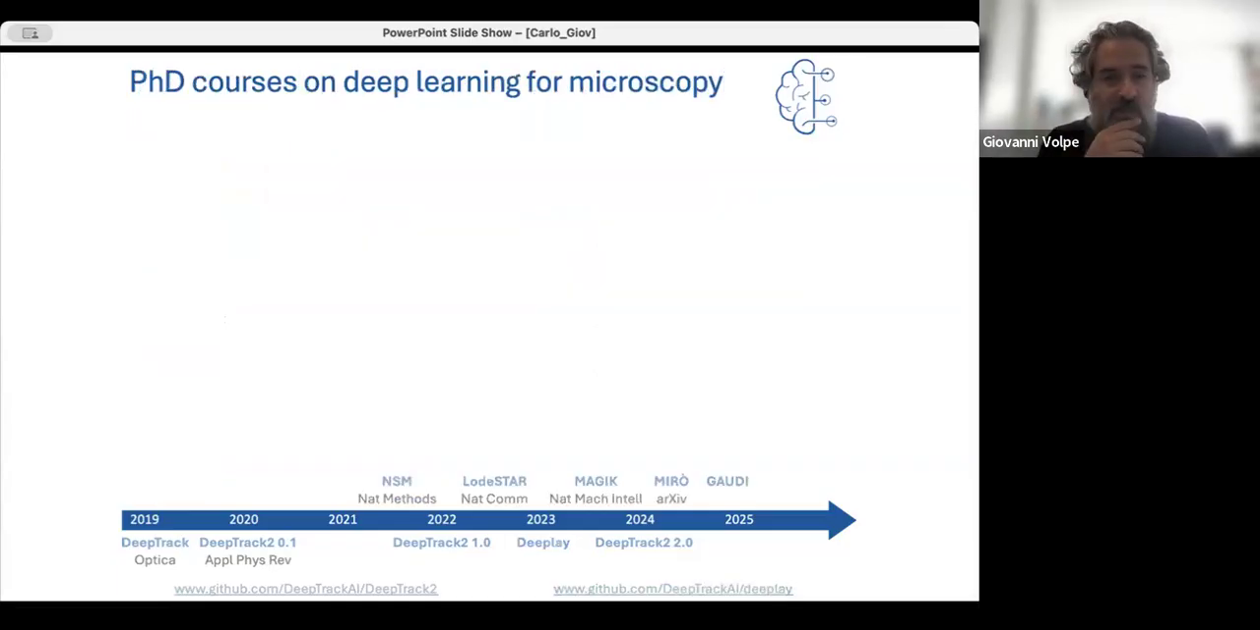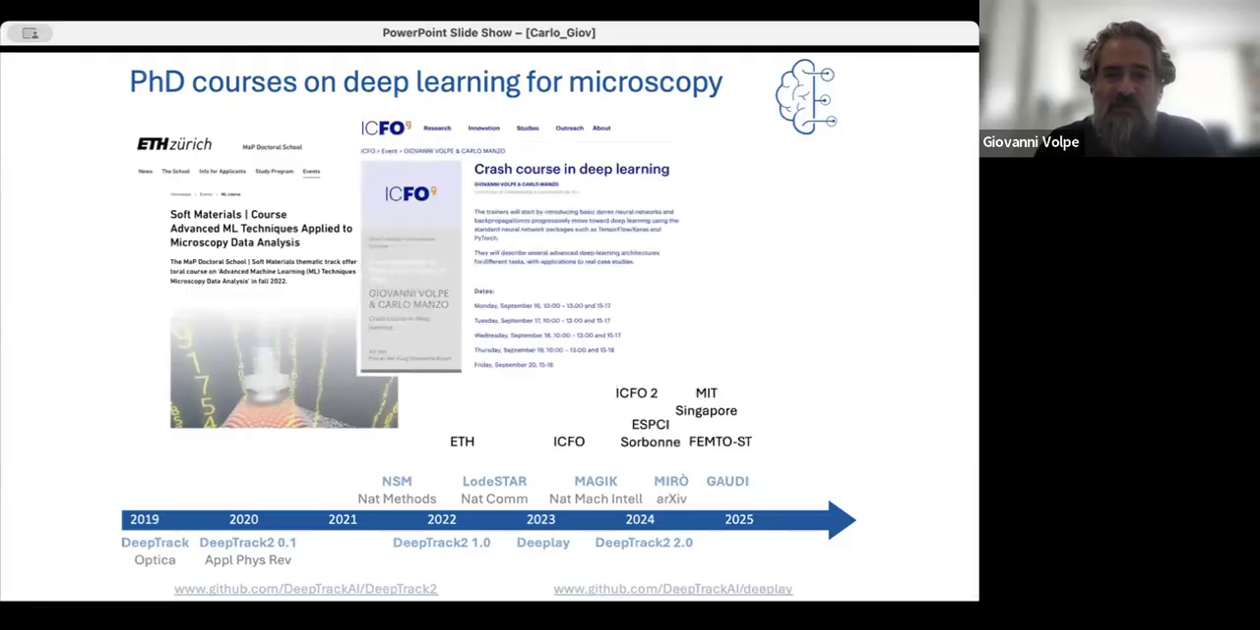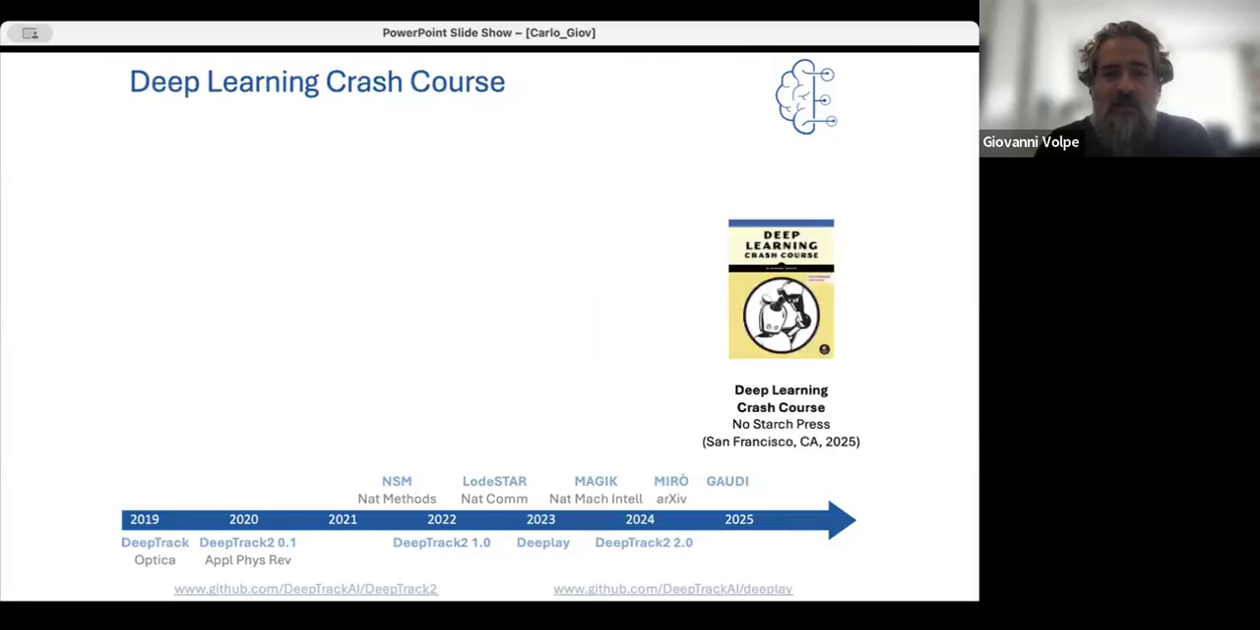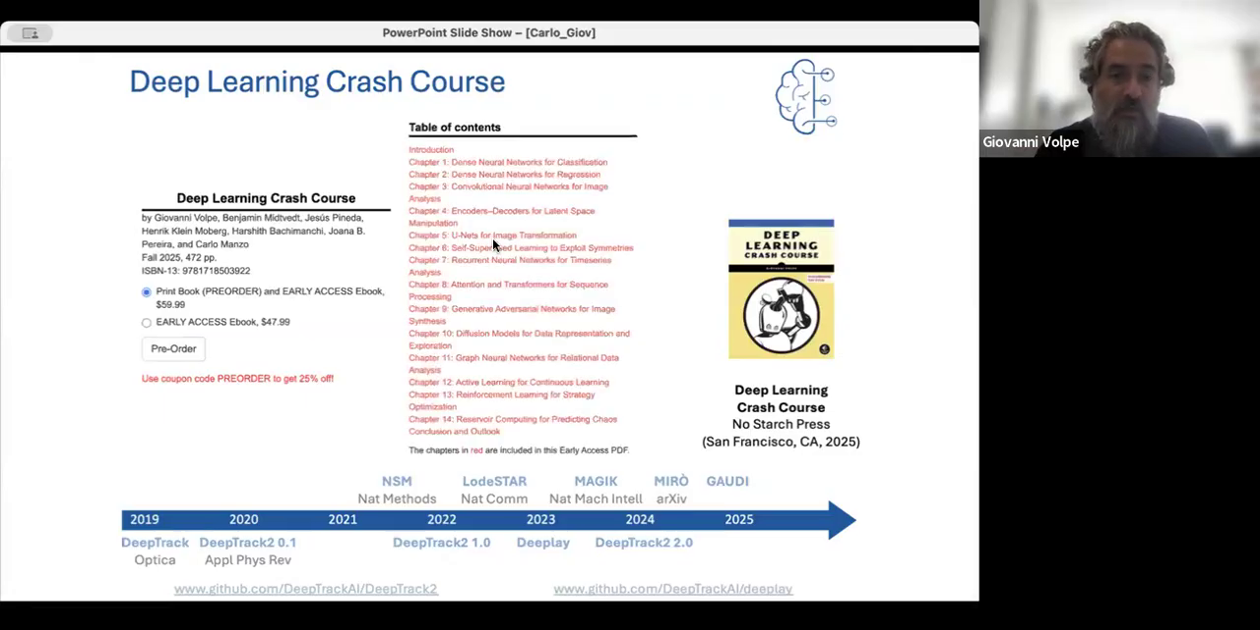Finally, we have been spending a lot of time teaching deep learning, because we were asked some years ago to prepare a PhD course, originally at ETH, for deep learning applied to microscopy. We have given this course in many places around the world over the past few years. And finally, all this knowledge and experience from these courses has come together into this book, Deep Learning Crash Course, that is now being published by No Starch Press in San Francisco. The book will come out in physical form in a couple of months, but it's already available in PDF.